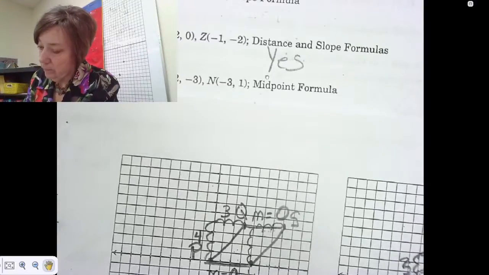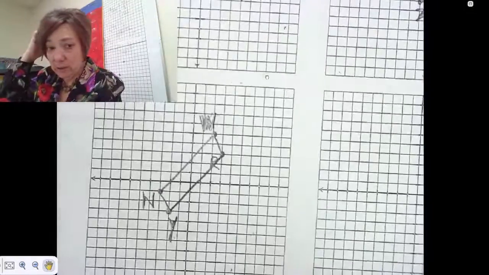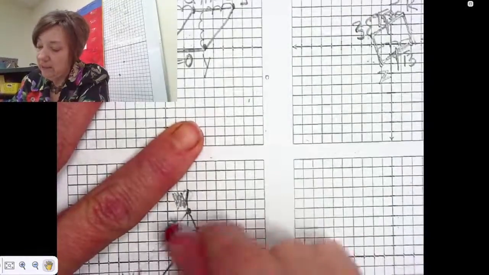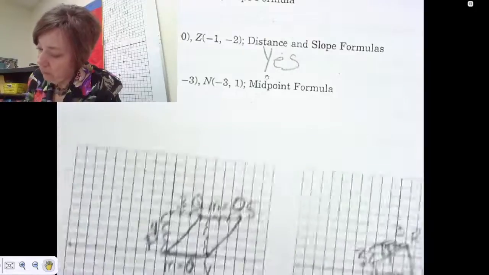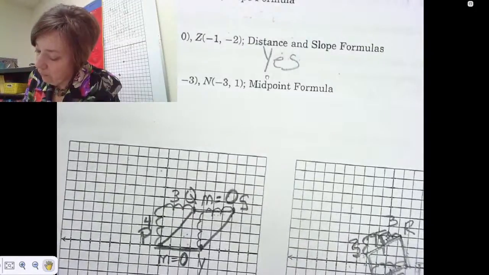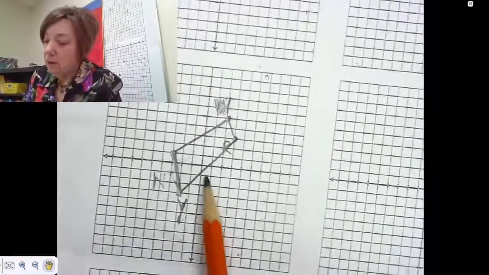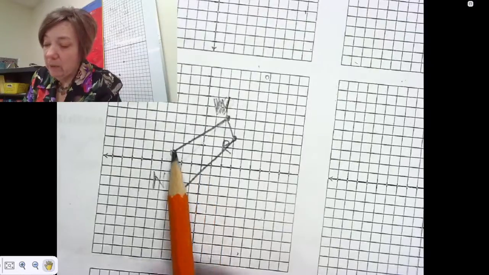The bottom left corner is negative. This is what it should look like. Actually, I think I have this one wrong. I did the exact same thing last period. What's that one? -3, 1. Look at the screen, Jonathan. Negative 3, 1 would be negative 3, positive 1.